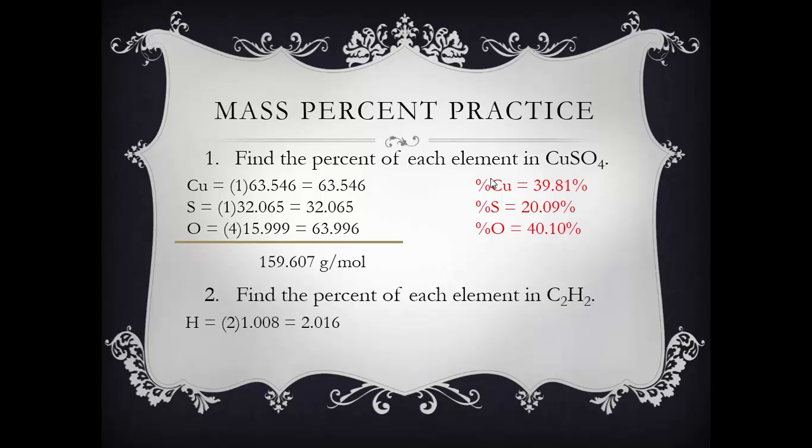And then for number 2, you have acetylene gas, which is also called ethyne. There's 2 hydrogens, 2 carbons, a total of 26 grams per mole, and you should be able to get your percents. Majority is obviously going to be carbon, because carbon weighs a lot more than hydrogen.